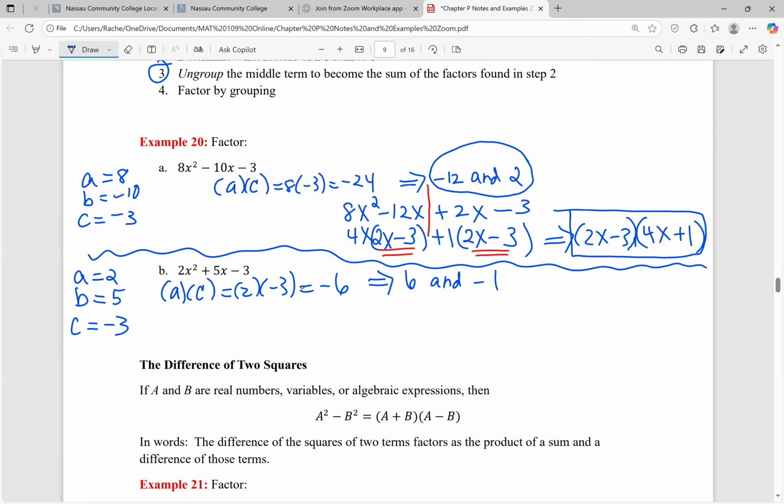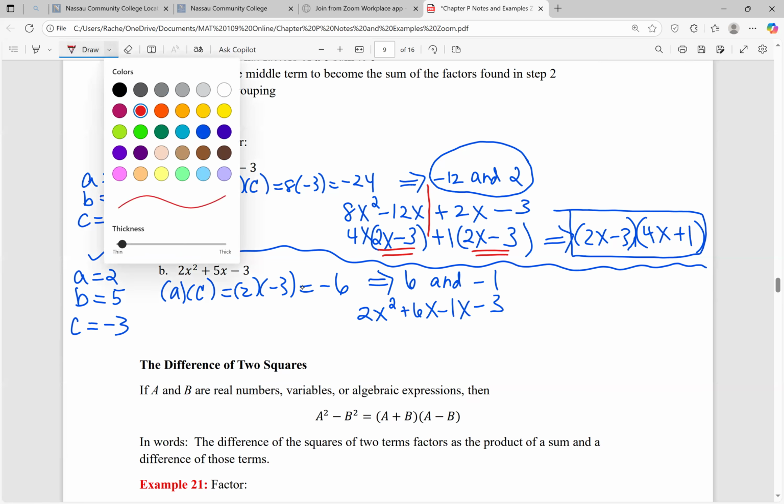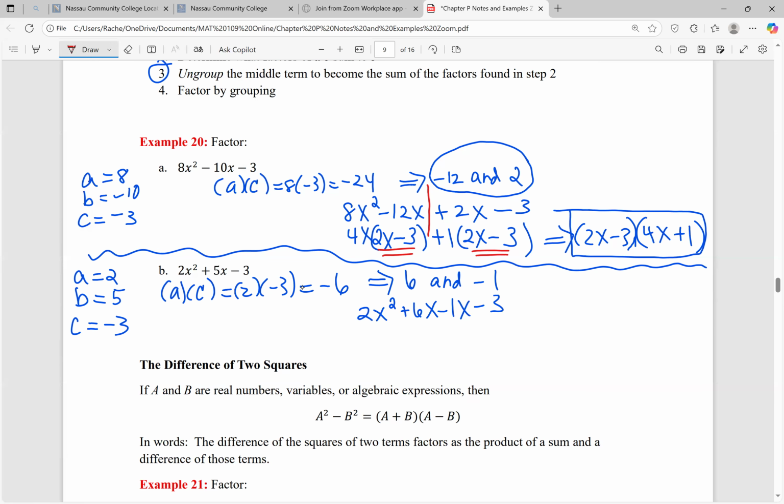So now I'm going to rewrite my polynomial, but I'm going to replace the middle term with the sum of the 6x and the negative 1x. So look, I'm going to have 2x squared, but let's replace the 5x with a plus 6x and a minus 1x. And then don't forget the minus 3 at the end of the polynomial. So I ungrouped that middle term of a 5x. So now I have 4 terms. I have a polynomial with 4 terms, and we're going to factor it by grouping. So let's split this polynomial into 2 groups.